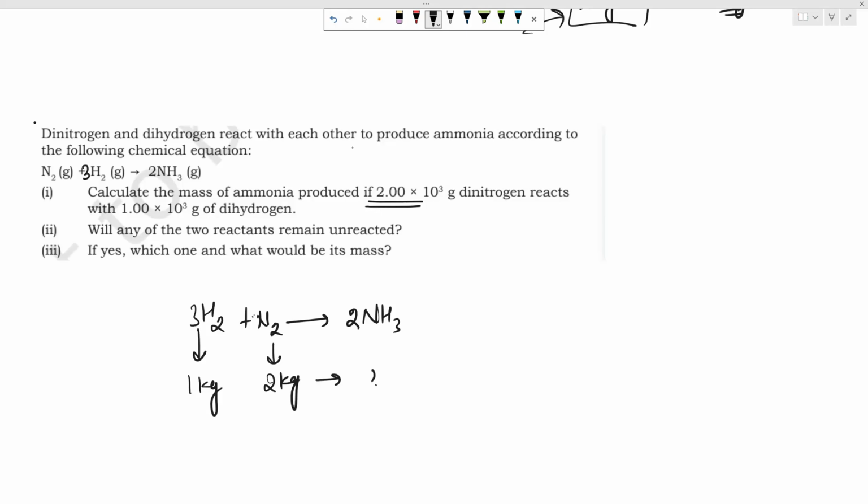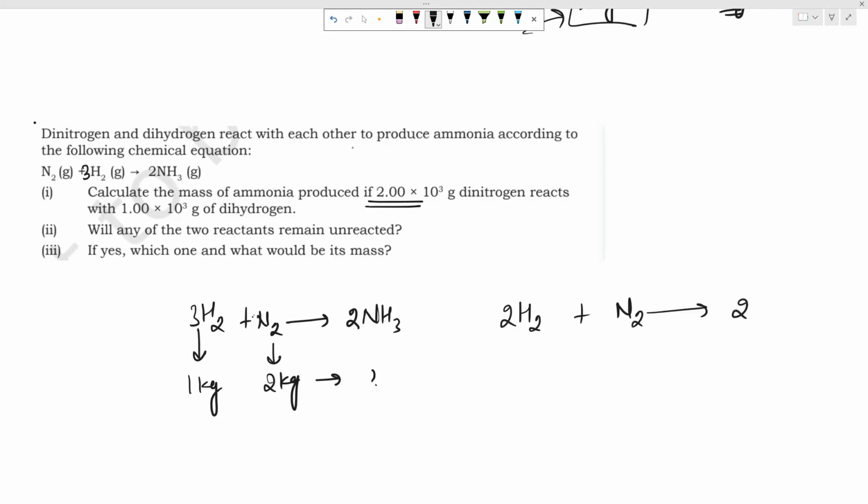This is a limiting reagent question. So what will you do for this one? You remember limiting reagent? When you add the total, no, you forgot. This we have learned.